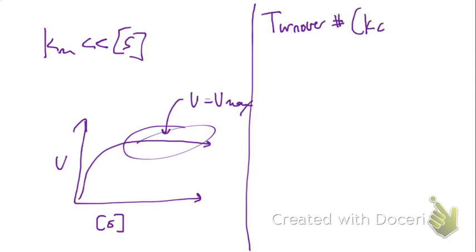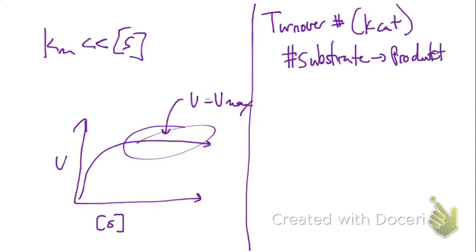Right, so we're going to look at kcat for this. And so what we want to know is how much substrate is converted to product. And so it's number of substrate to product per second under saturating conditions, right? So we're saturating the reaction with enzyme, and we want to know how much substrate is converted to product. So Vmax, we said, was equal to kcat times total enzyme.